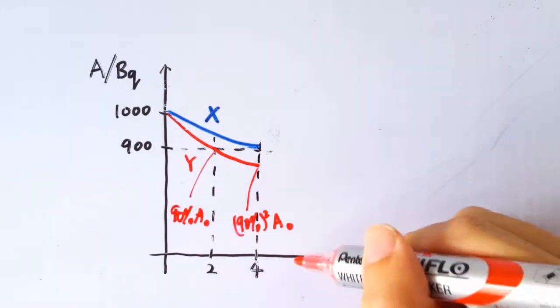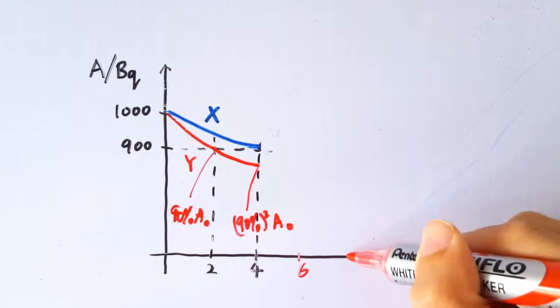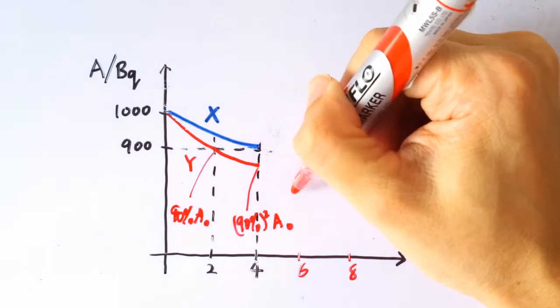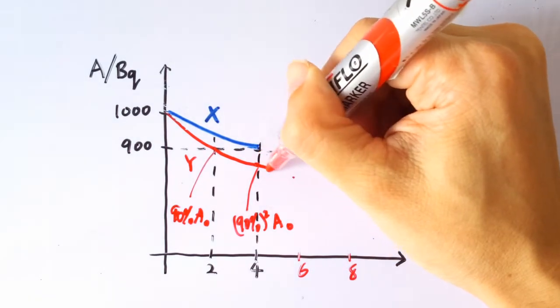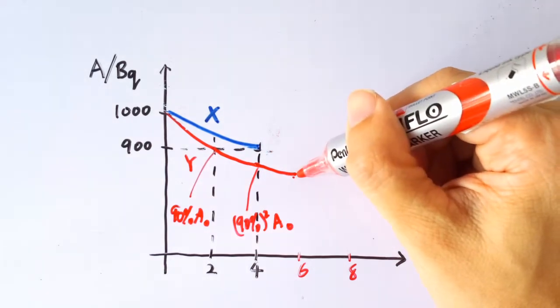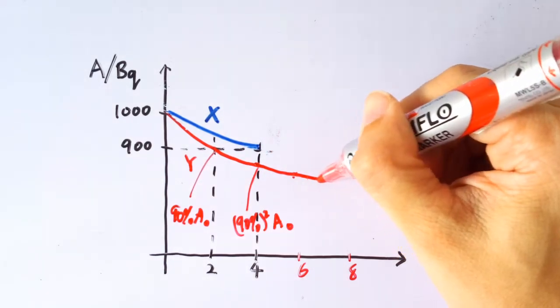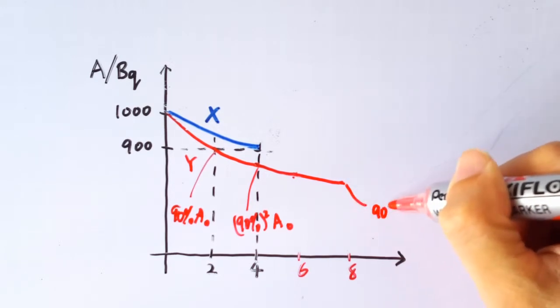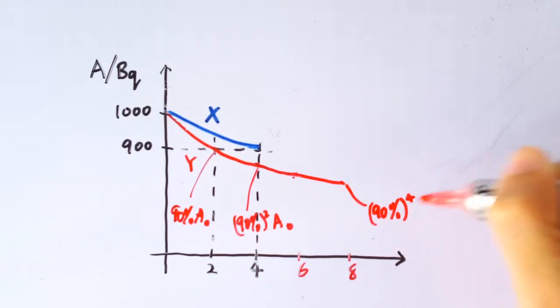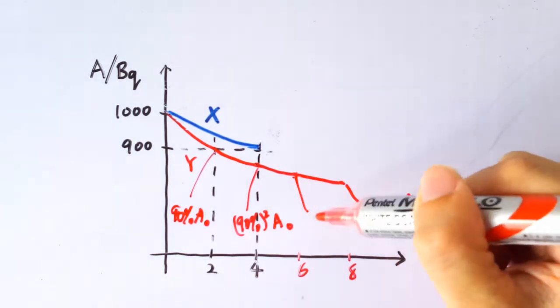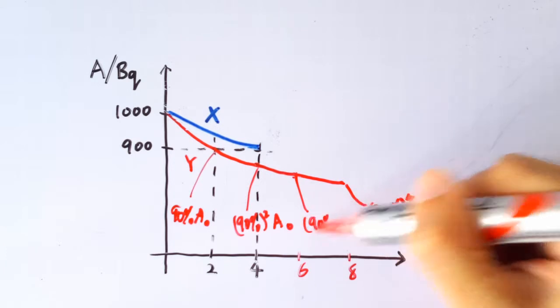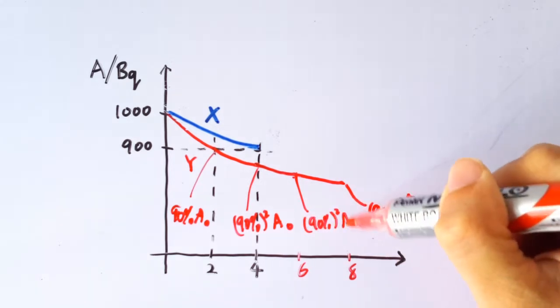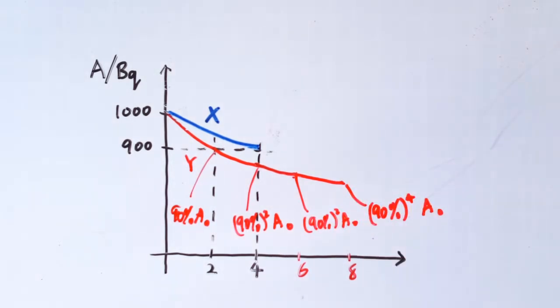So if you are talking about after 8 hours, then when it's at the 6 hour mark, it will have dropped to 90% times 90% times 90%. When it's at the 8 hour mark, the activity will have dropped to 90% to the power of 4 of A naught. Alright, so after every 2 hours, you drop to 90% of what it was 2 hours before. This is the nature of exponential decay.